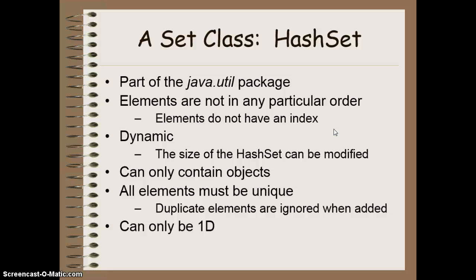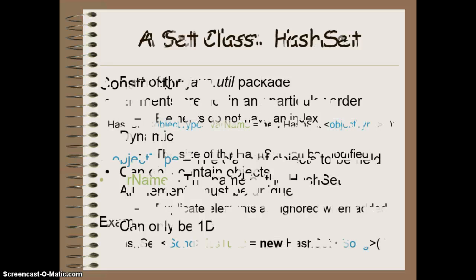Much like the array list, it can only contain objects, and all elements must be unique. This means that if I try to add an element that already exists, it will be ignored. Right? This is useful for, again, doing things like student numbers. I can't have two students with the same student number. So if I try and add another student number into that set, it's not going to do it. It's just going to be ignored.